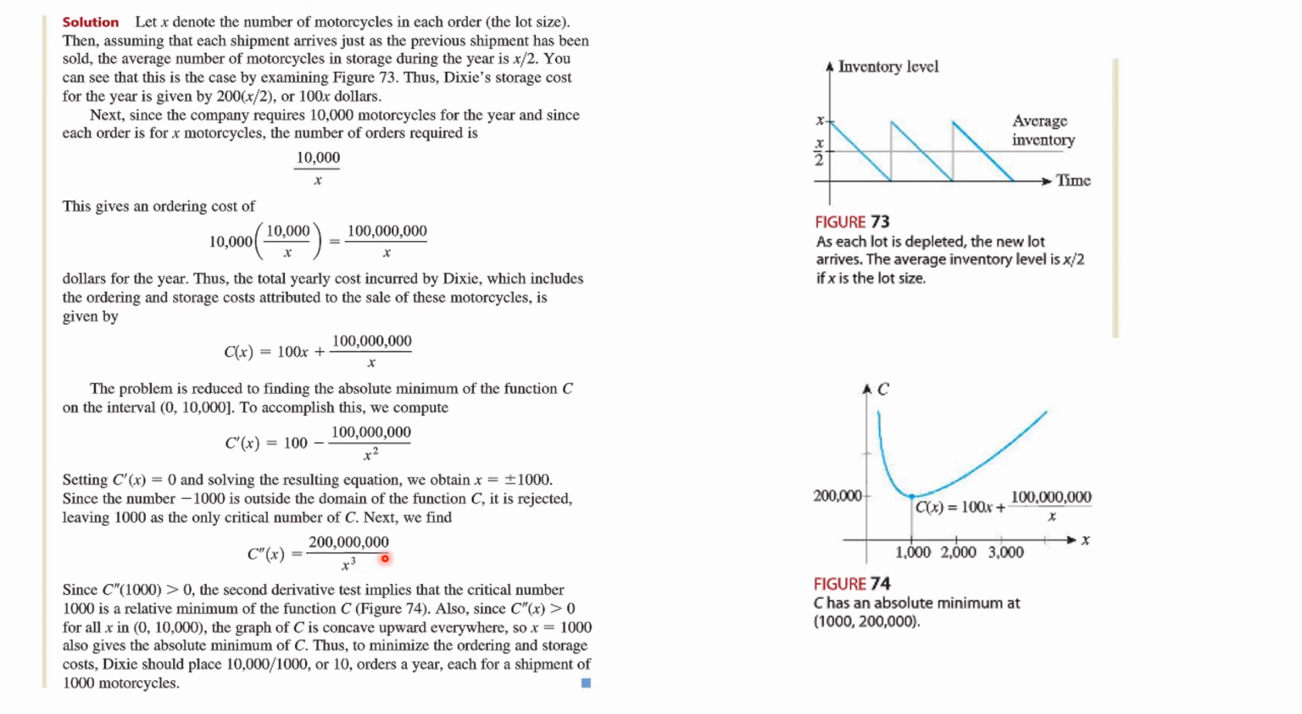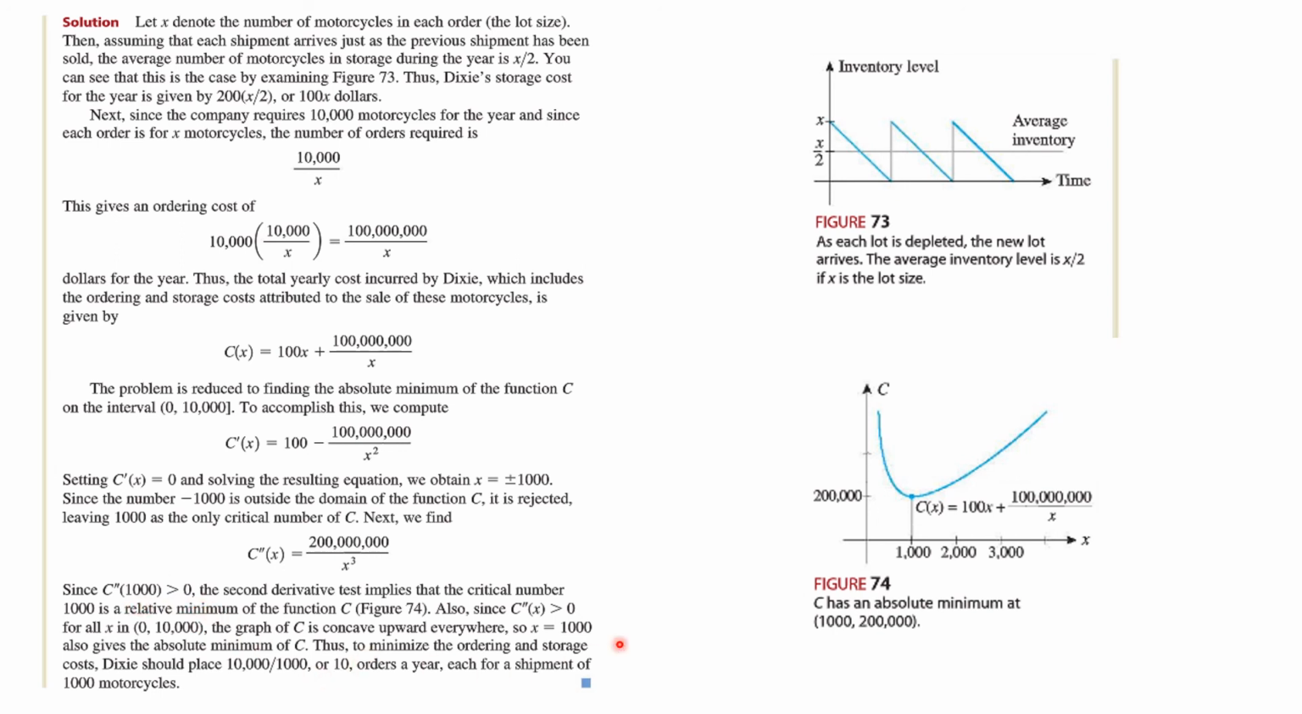And if we were to take the second derivative, the derivative of a constant is 0. The derivative of minus 100 million X to the minus 1 is 100 million X to the minus 2, or 100 million over X cubed. Now X is positive and this is positive, so we see the second derivative is positive. That means we have found the minimum. So we set the first derivative equal to 0, and we solved that, and said it was 1,000. So we've proven that it's a minimum because the second derivative is greater than 0.